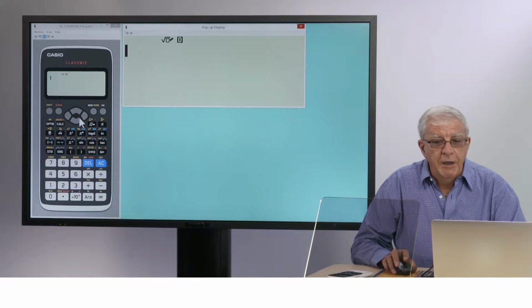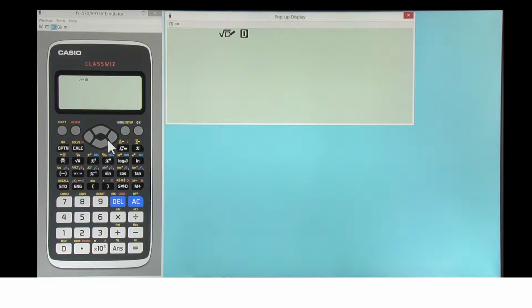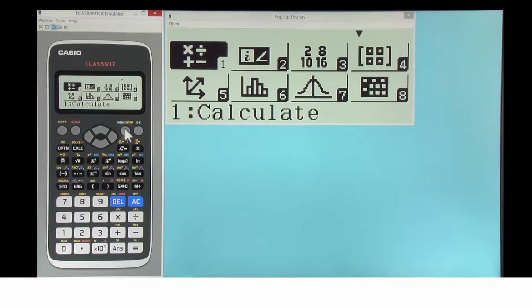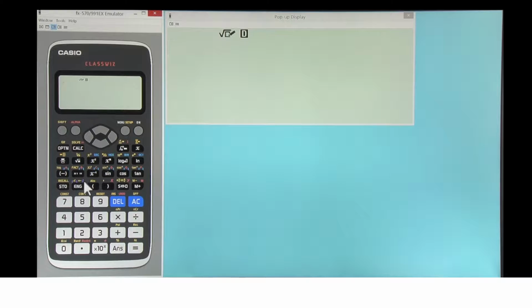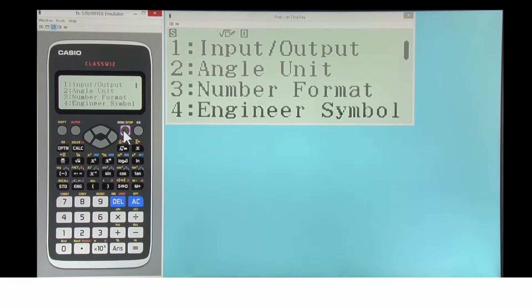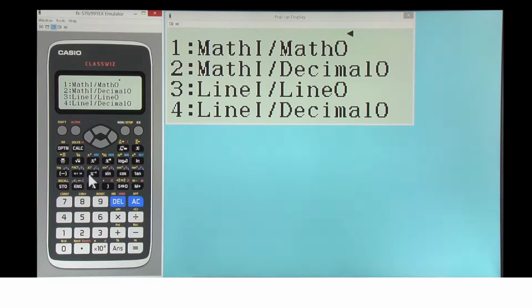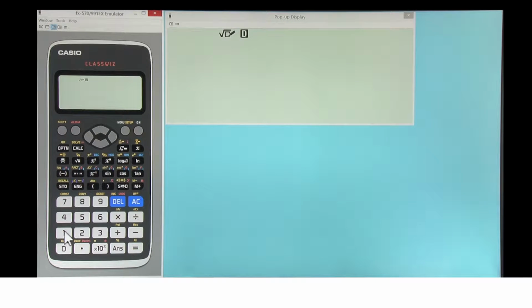We'll be using Calculate mode in this video, so we choose this mode by tapping Menu and number 1. We use Math mode to allow the ClassWiz to use natural mathematical display. So tap Shift and Setup, 1 for input and output, 1 for Math mode. You can see at the top of the screen the small symbols show us that the square root sign shows us that Math mode is in use.